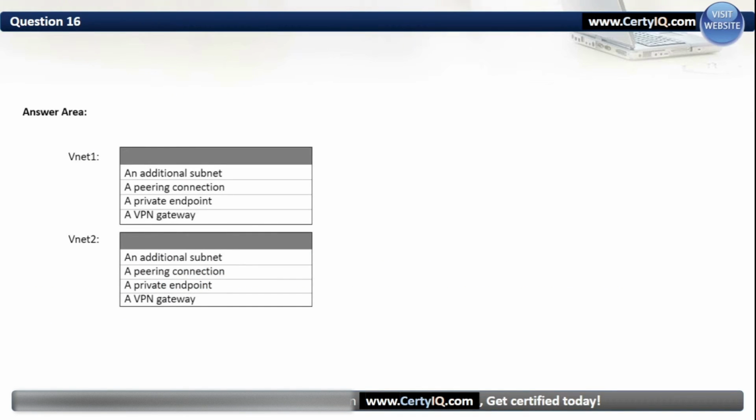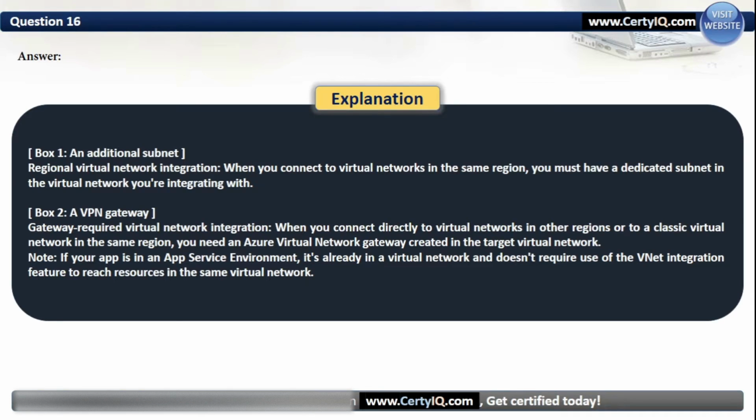To the answer area, VNet 1. Our options are an additional subnet, a peering connection, a private endpoint, a VPN gateway. The correct option is an additional subnet. To the next statement, VNet 2. Our options are an additional subnet, a peering connection, a private endpoint, or a VPN gateway. The correct option is a VPN gateway. About box 1.